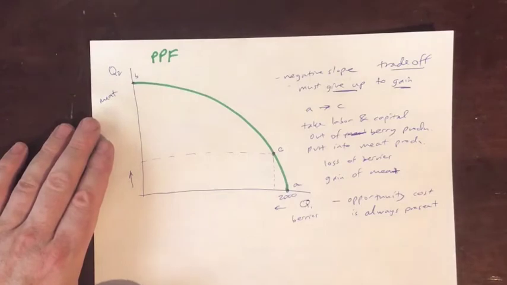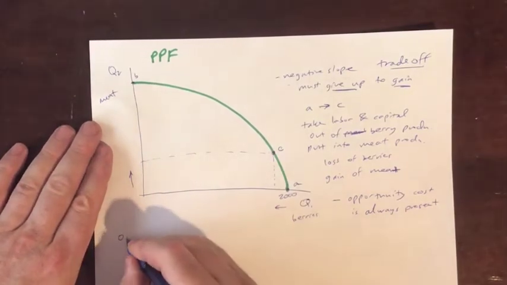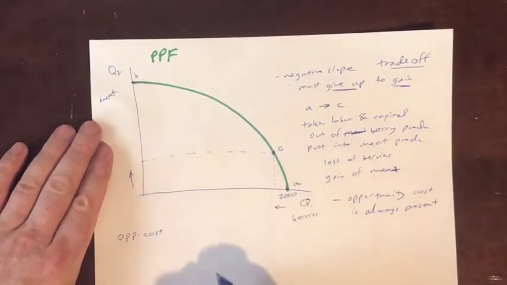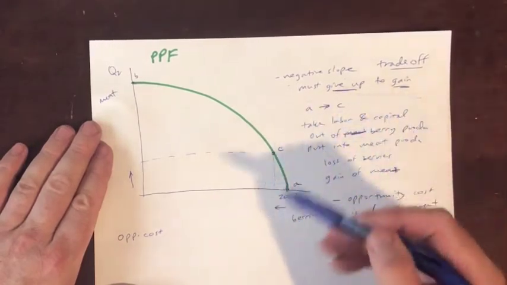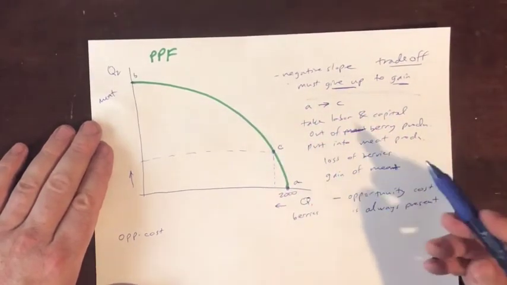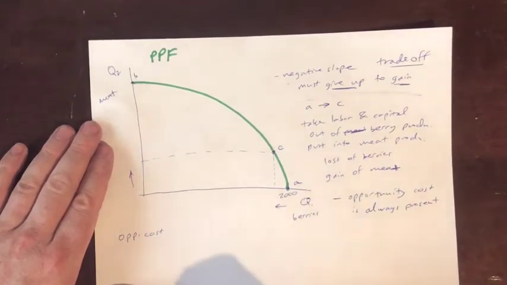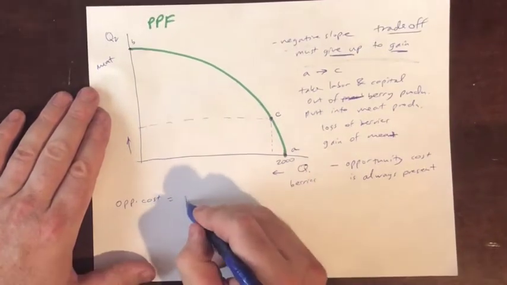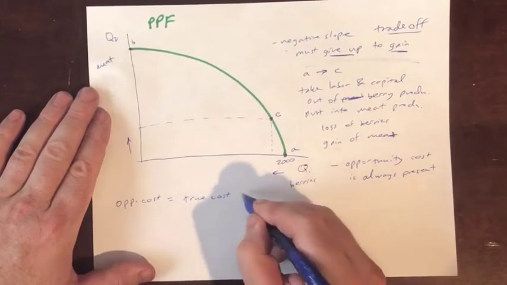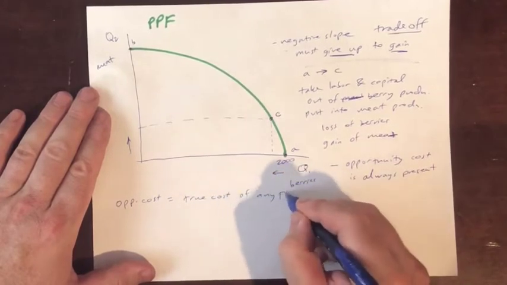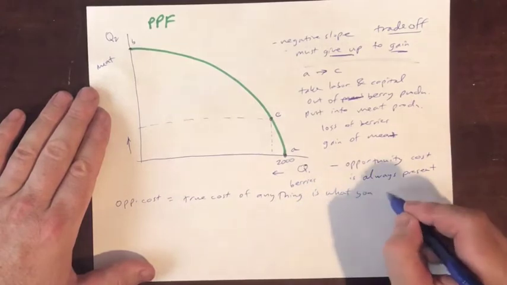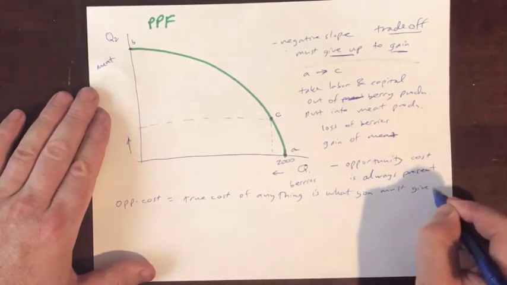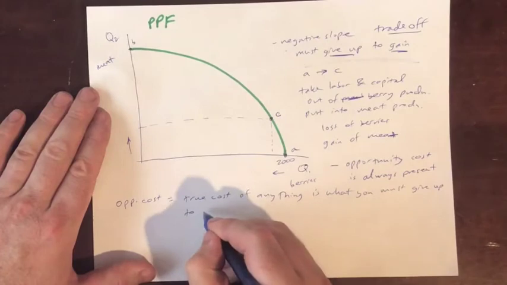Now, the concept of opportunity cost, let's just define this. Opportunity cost is the same thing that I've been talking about. It means, what do you have to give up in order to gain something? So the true cost of anything is what you must give up in order to obtain it.